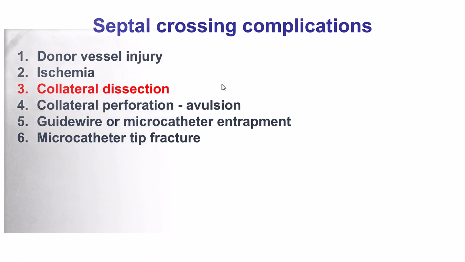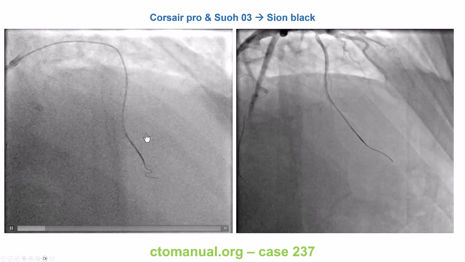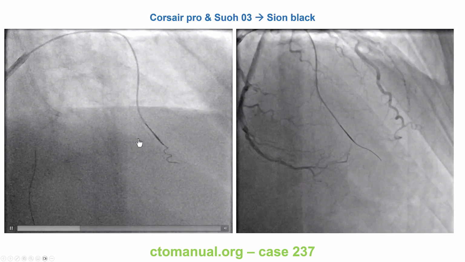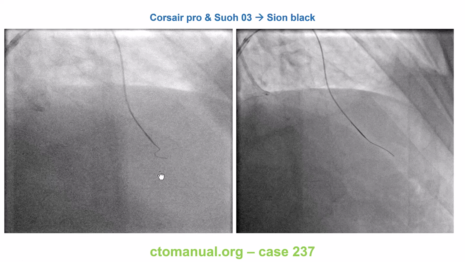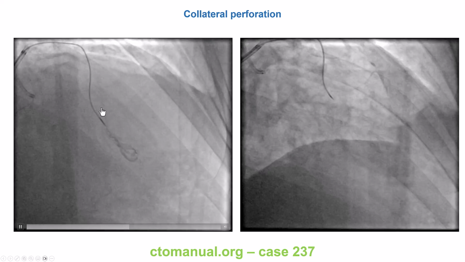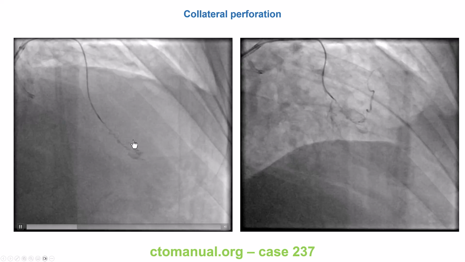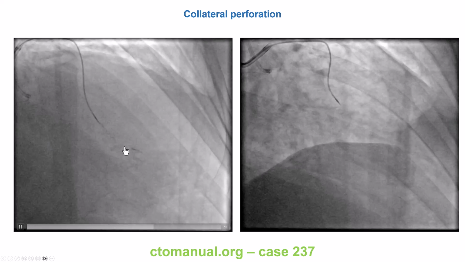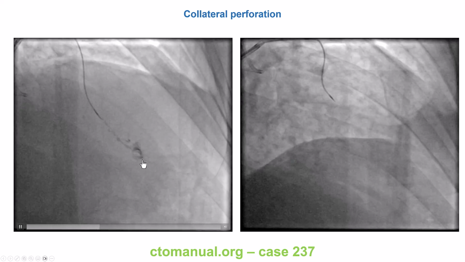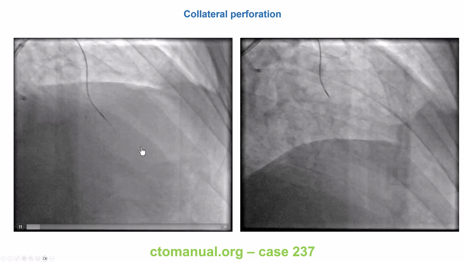When it comes to collateral dissection, that is not uncommon. It can be dissection or perforation. This is the same example of the ipsilateral septal collateral, where the guide wire actually went in a different location, and now we do have a perforation of the septal. The downside of that is that the collateral is compromised and often we cannot use it.